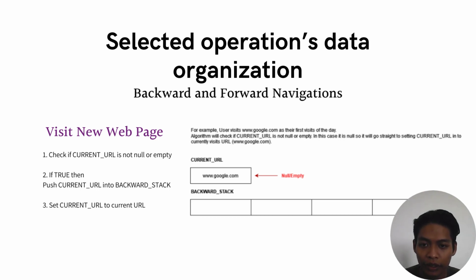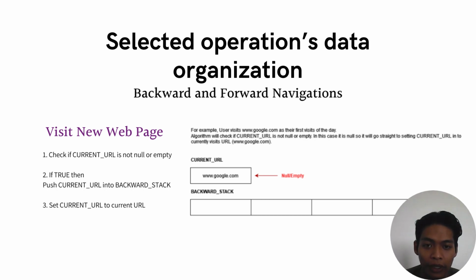Okay, this is for when we visit a new web page. The first step will check if the current URL is not null or empty. The second step, if true, then push the current URL into the backward stack. Then set the current URL to the newly visited URL.